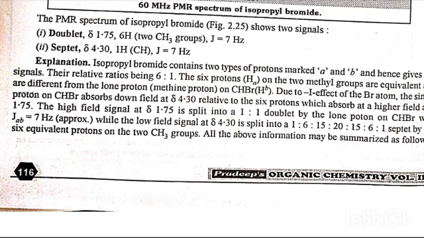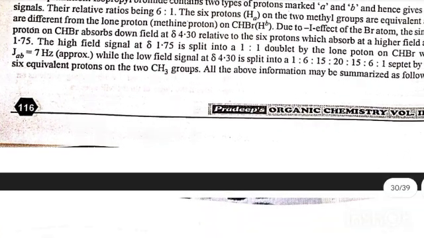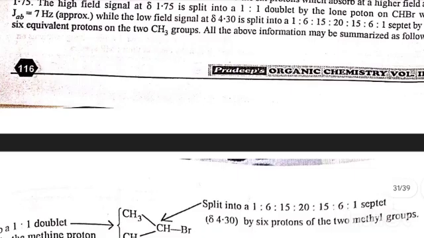The high field signal at delta 1.75 is split into a 1:1 doublet by the lone proton on CHBr, with JAB equal to approximately 7 Hz, while the low field signal at delta 4.30 is split into a 1:6:15:20:15:6:1 septet by the 6 equivalent protons on the 2 CH3 groups.